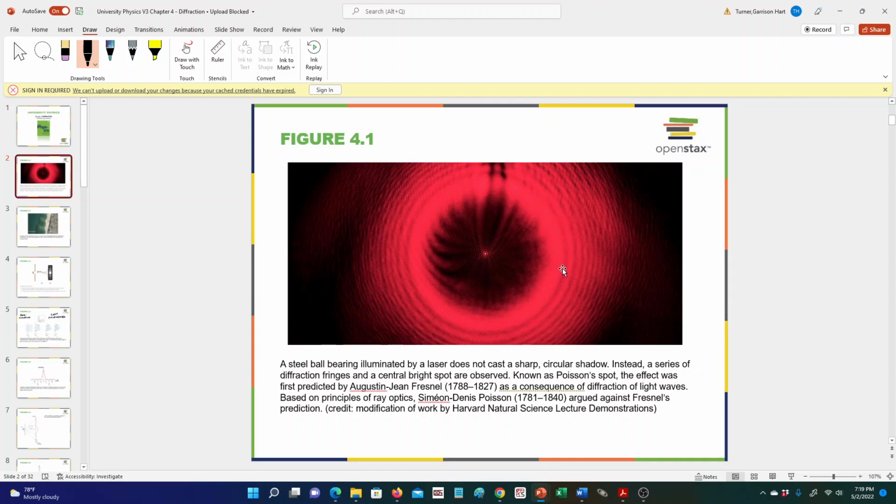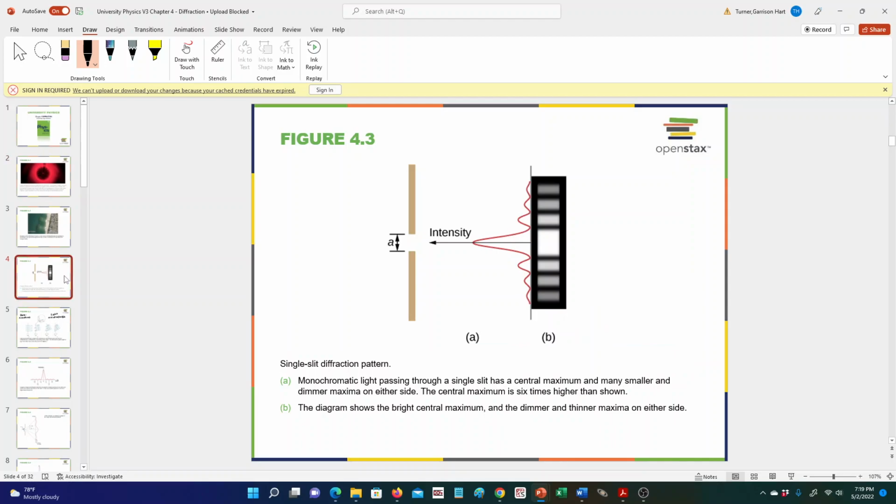So, how do situations like this occur? So, the simplest analysis happens when we have a single slit. Okay, so we're going to say that our slit has a width A.